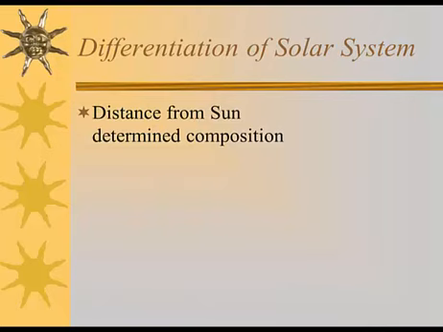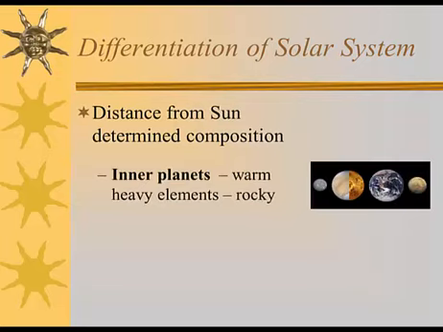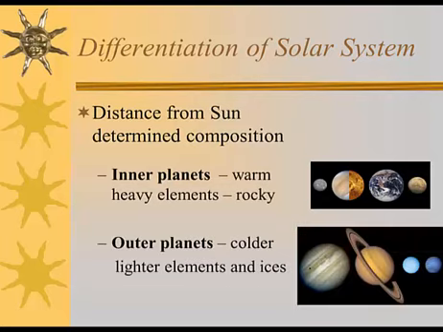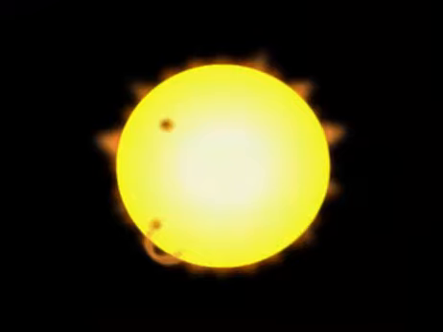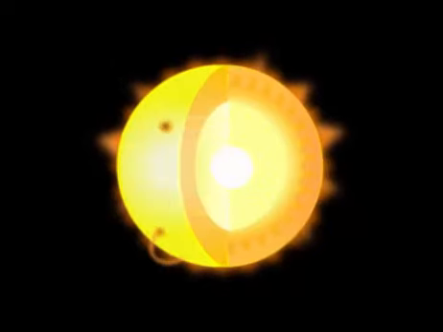Distance from the Sun determined the composition of the planets. We talk about this as differentiation. The inner planets are warmer, they have heavy elements, and are generally rocky. The outer planets are significantly colder, and they're composed of the lighter elements and ices. But let's take a look at the central object, the Sun. Here we see a diagram of the Sun, but let's cut away and see what's going on inside.